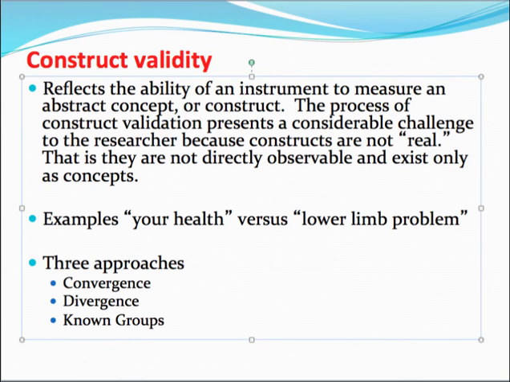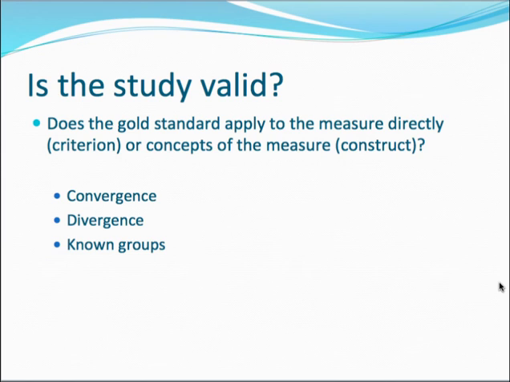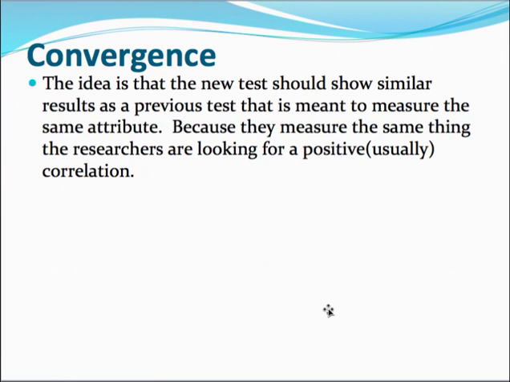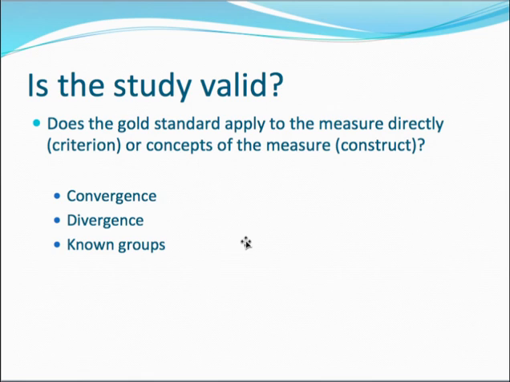So let's try to give some examples then. Convergence: the basic question is, does the gold standard apply to the measure directly? Are there concepts of the measure, or constructs? So then we have our three concepts. And I think I'm going backward. So convergence is the idea that the new test should show similar results as the previous test that is meant to measure the same attribute. Because they measure the same thing, the researchers are looking for a positive correlation usually.